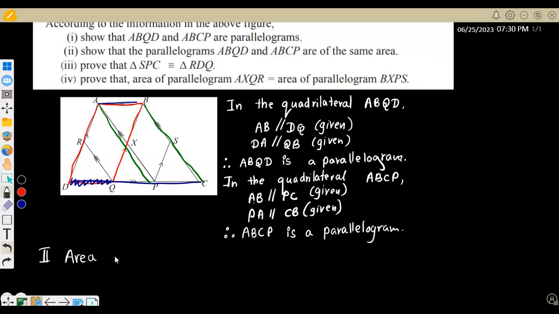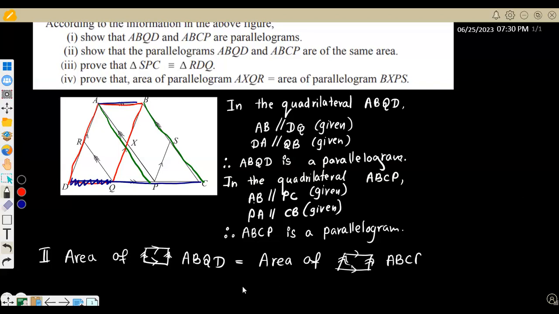Area of parallelogram ABQD is equal to the area of parallelogram ABCP. What is the reason?